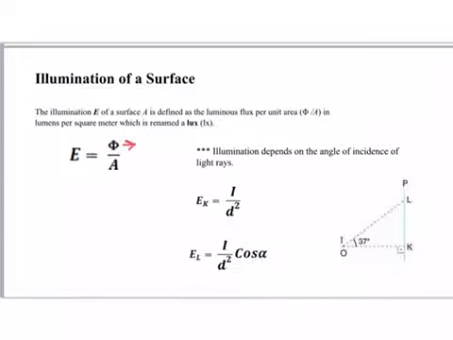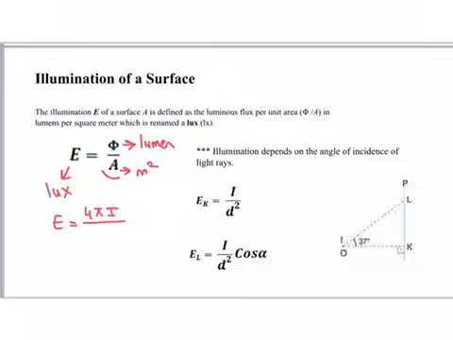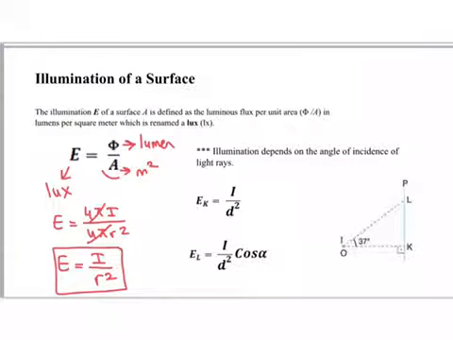This is the luminous flux in lumen. This is the area in meter square. So lumen per meter square gives me the illumination, which has the unit of lux. So I know that flux is calculated by 4π times I. The area of the surface of a sphere is 4πr squared. So illumination is equal to light intensity over the distance square.